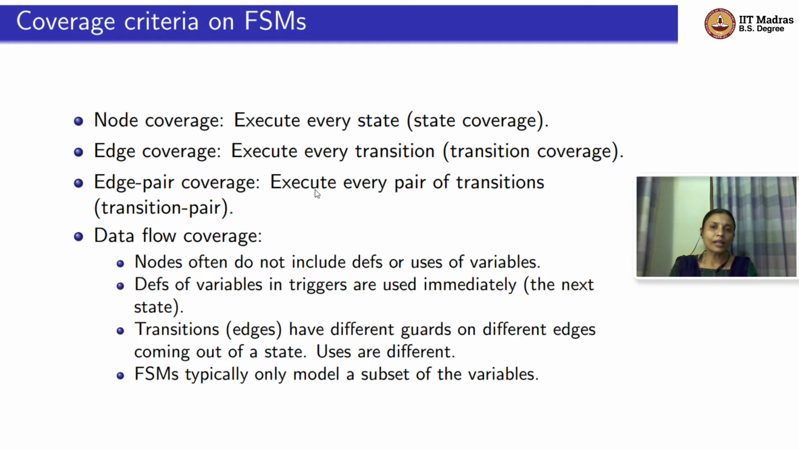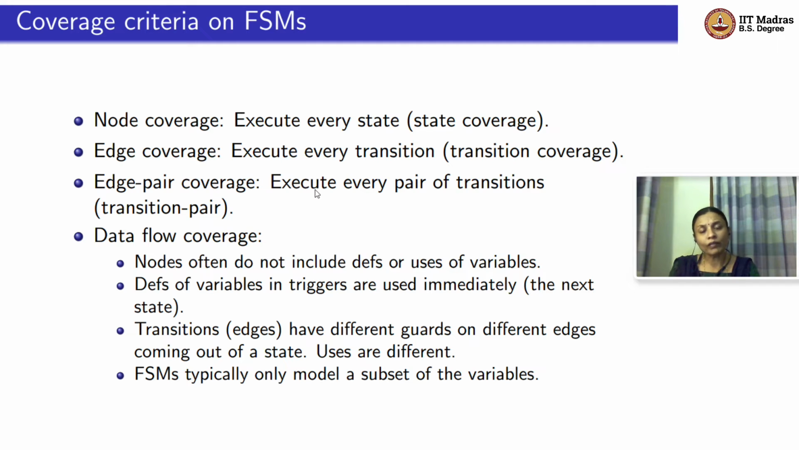Now, for us, a finite state machine is a graph. So it has nodes or states, and it has transitions or edges. So I can think of the same coverage criteria. For structural coverage criteria, I can think of nodes, which is execute every state, which is also the same as saying state coverage: reach every state. The next one is edge coverage, which is execute every transition. Because edges are called transitions in an FSM, you can say this is transition coverage.